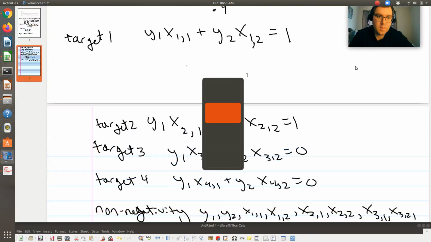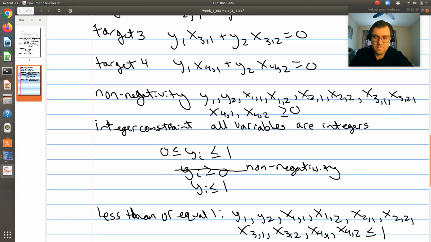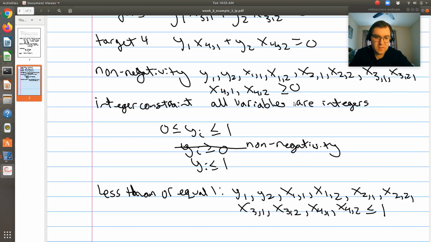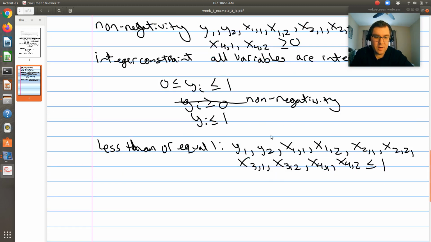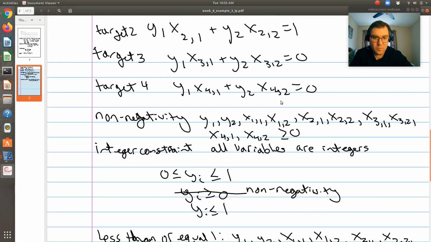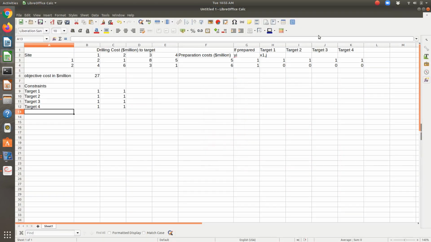Okay, so there's our connection constraints. Then we'll have non-negativity, which I'll just apply via checkbox. All variables are integer. We can do that via checkbox, or I can group them as well. And then all of our variables have to be less than or equal to 1. Okay, and so we can get these in some of these groupings.